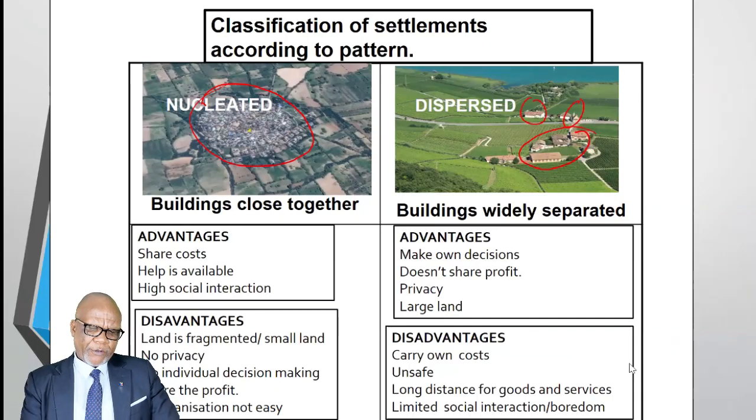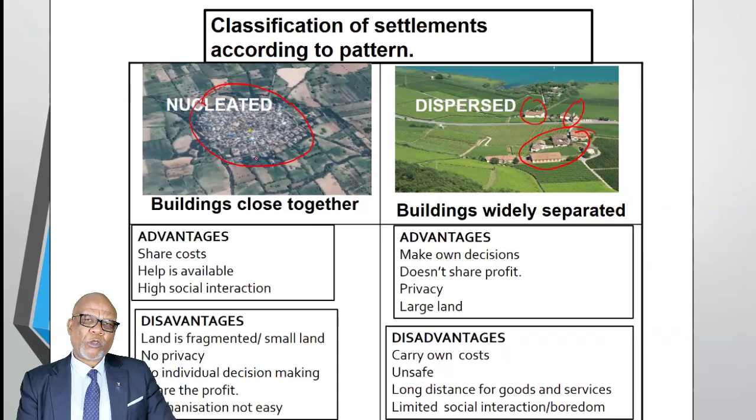Now, what do we have? We have nucleated pattern, we have dispersed pattern. Both have advantages and disadvantages. Now, what are the advantages of being closer to your neighbor? Number one, in these rural settlements, the people that live here can share the cost. Suppose they want to buy a machine for farming, they can say, let's contribute this much, and they buy a machine. Again, because we are closer to a neighbor, help is always available.